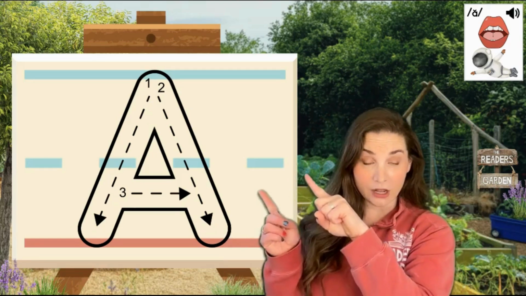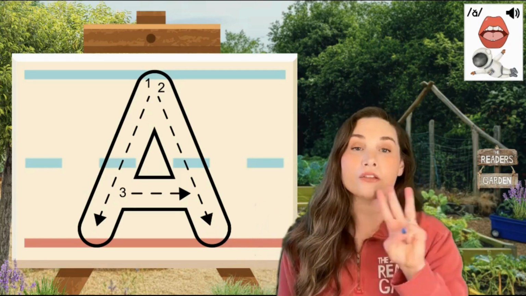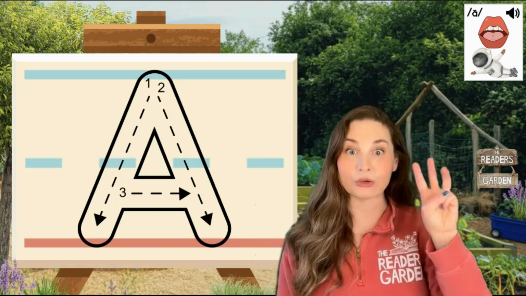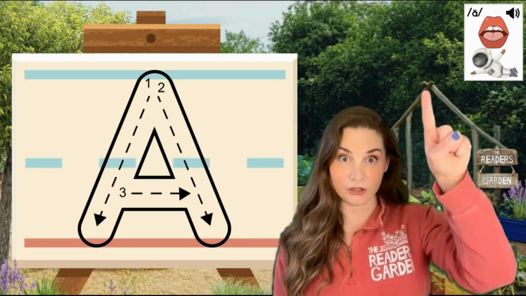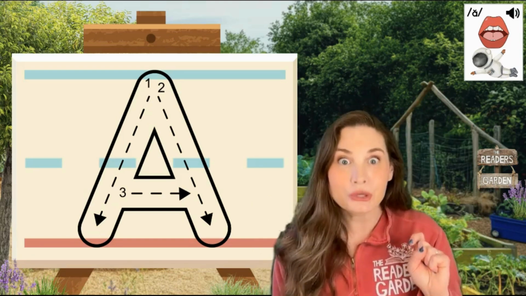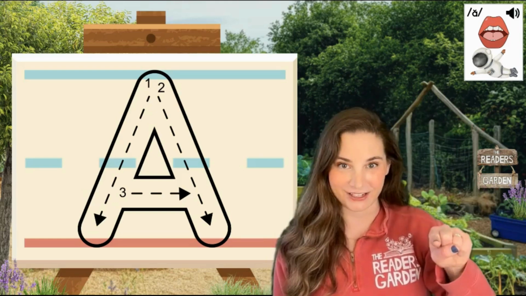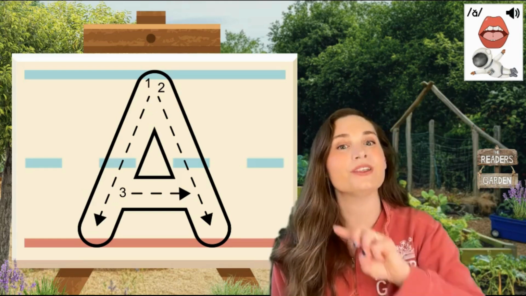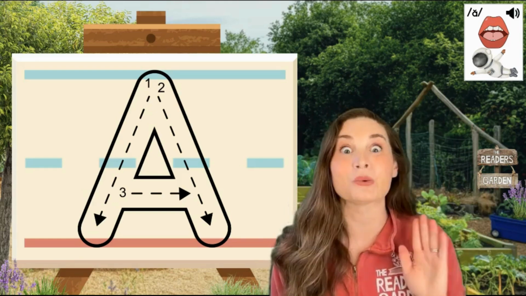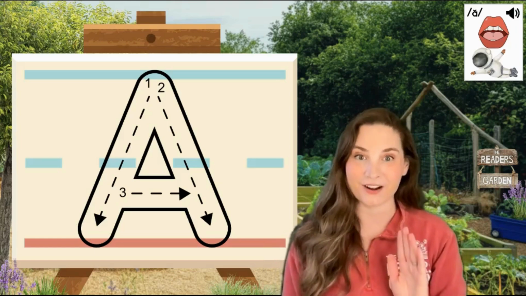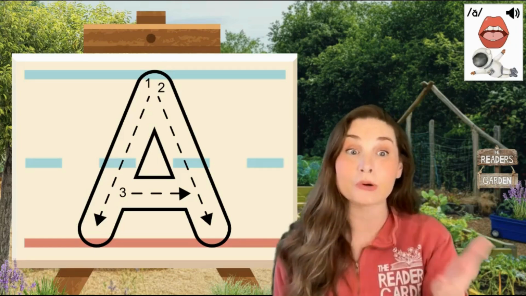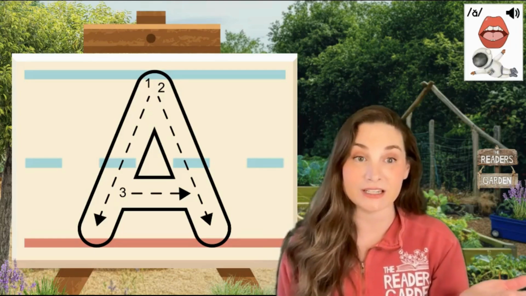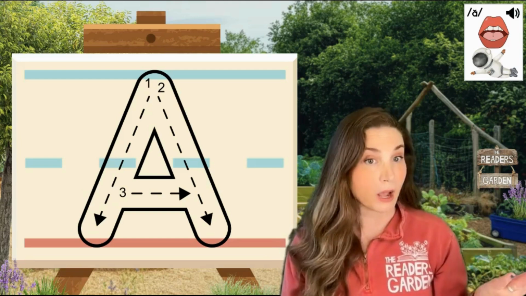Now, if you notice on my guide over here, there are 3 numbers, 1, 2, and 3. 1 shows you the first line you draw, 2 shows you the second line you draw, and 3 shows you the third line you draw. So it's a really helpful guide for writing our letters. So go ahead and practice this in the air as many times as you need to. Feel free to pause the video.